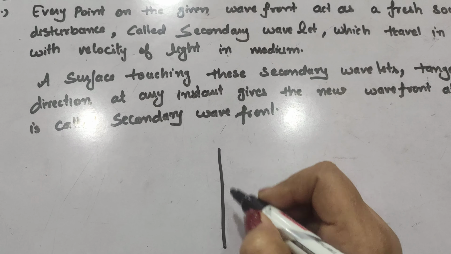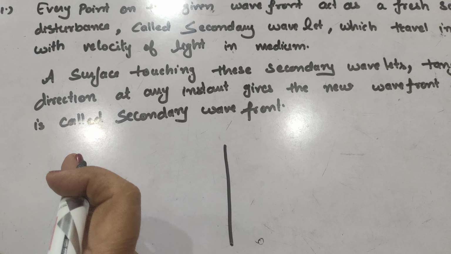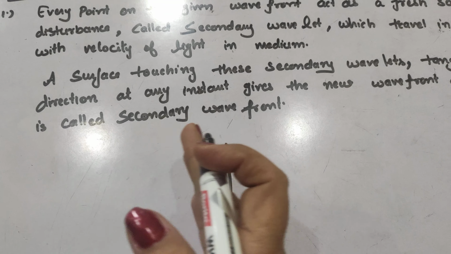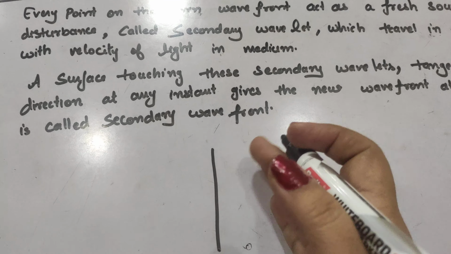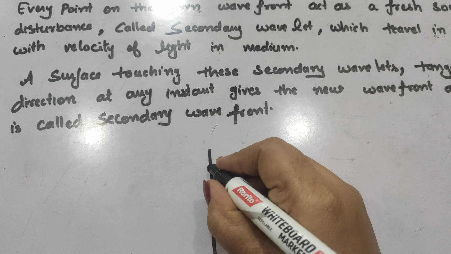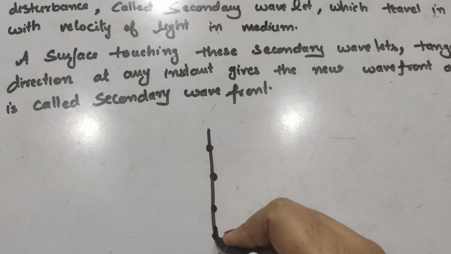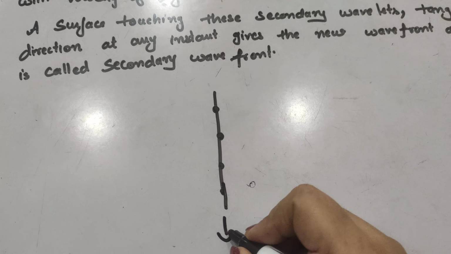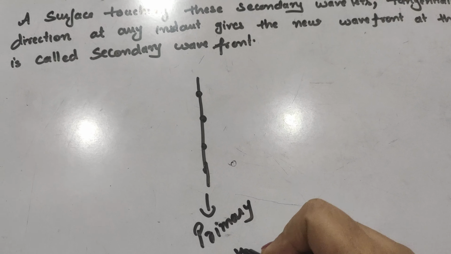So we have made this. Suppose this is a plane wavefront in which the rays are coming from an infinite source and parallel rays are incident over it, and this is the continuous locus of those particles. Now every point on a given wavefront, we will consider any point, point 1, point 2, point 3 and point 4. Suppose this is a given wavefront, which is known as the primary wavefront.